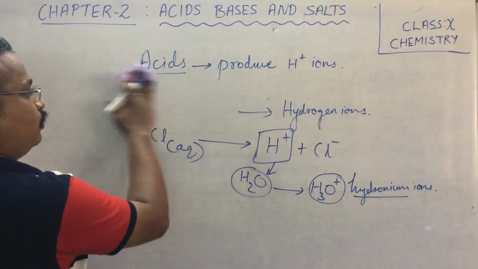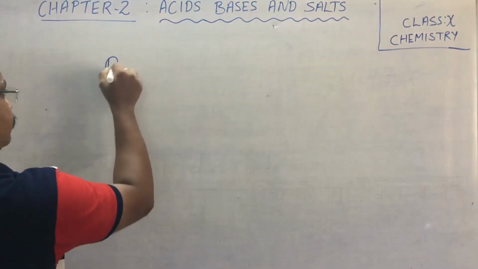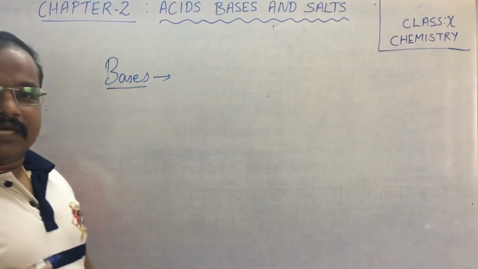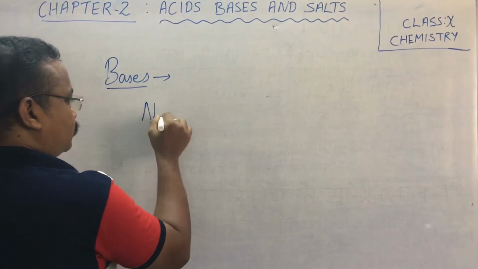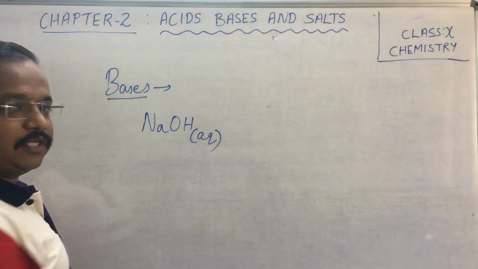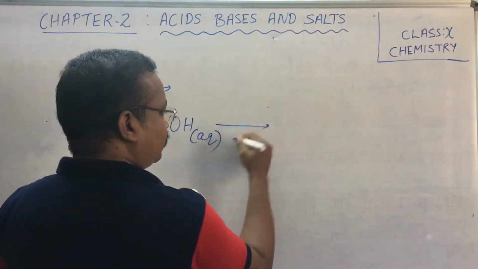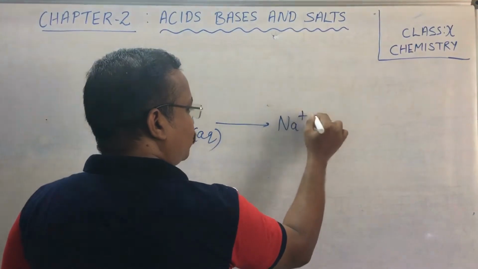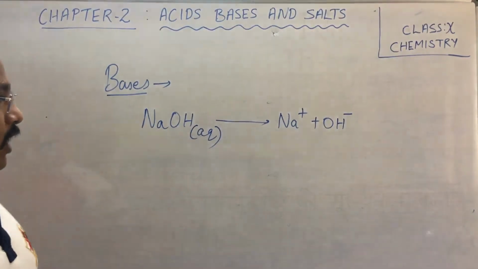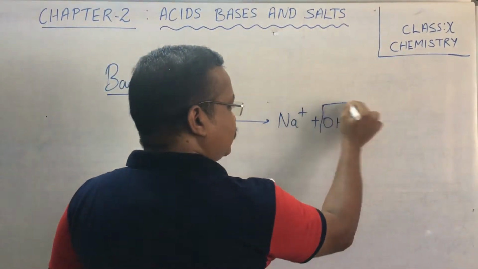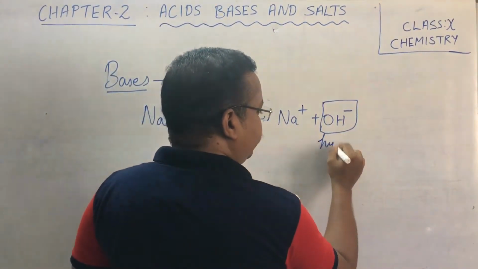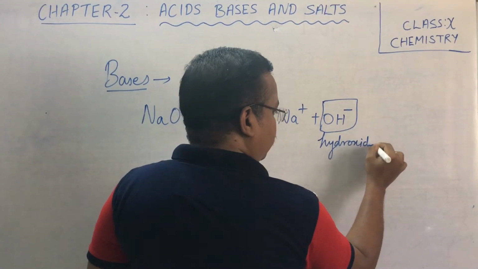Now let us move on to what are bases. Bases are actually, let us take an example of sodium hydroxide, one of the best examples. In aqueous solutions, when they are dissolved into water, they produce Na+ as well as OH-. Here what you have to mainly look into is OH-. What is this OH-? OH- is hydroxide ions.